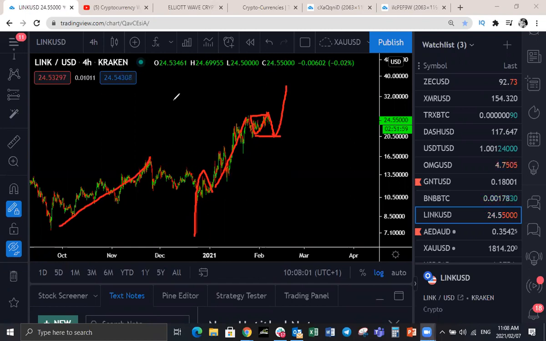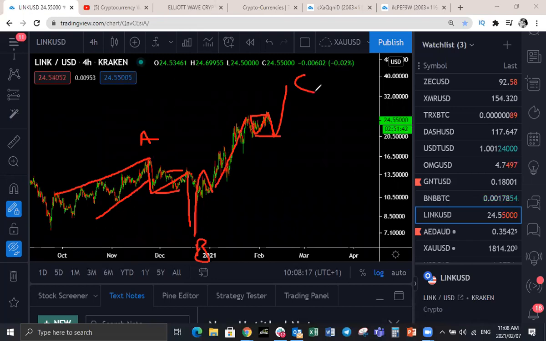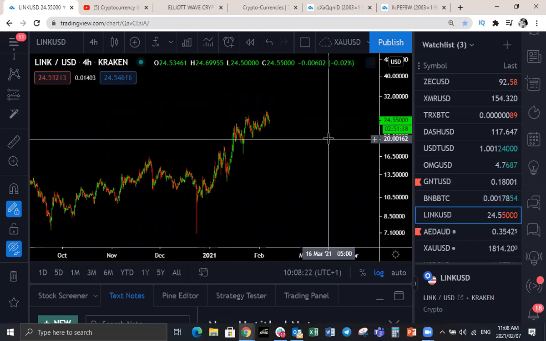This bigger structure in 3 waves, let's look at it. This is actually a diagonal. This would be a diagonal like that. So that would be an A, B, C corrective structure. These 3 waves, very clear 3 waves like that, A, B, and C here. So look for continuation to the upside on Link US dollar.